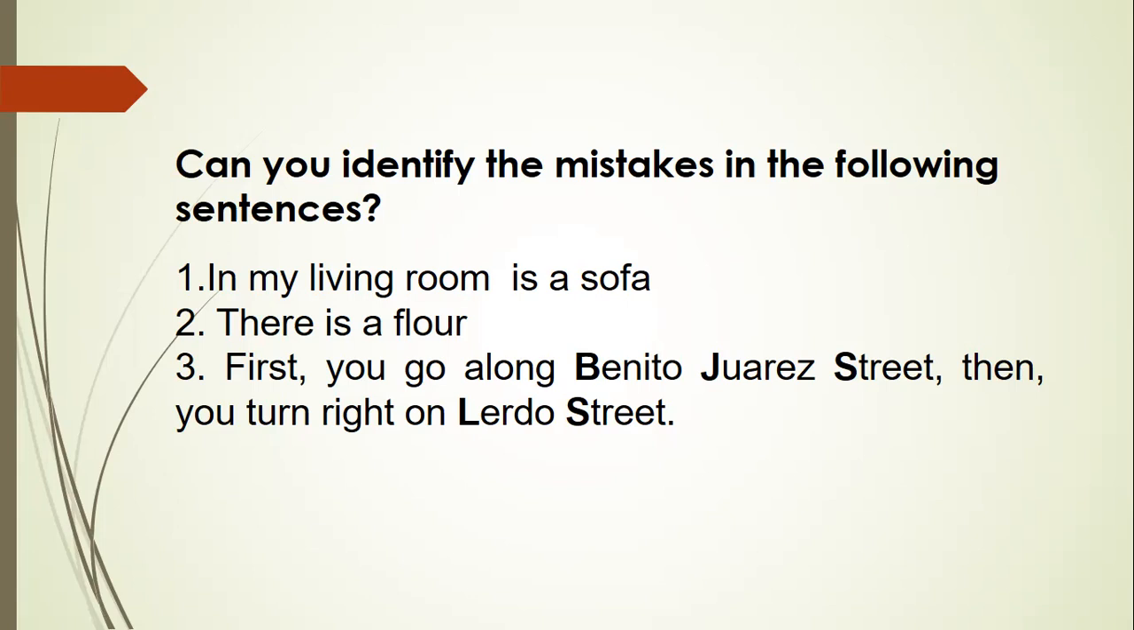Vamos a ver la segunda oración. There is a flower. ¿Cuál sería el error aquí? There is a flower. Anybody can tell me what the mistake is in number 2? Who wants to tell me what the mistake is, guys? There is one flower. No. Vean, en la sesión pasada, les voy a dar una pista.